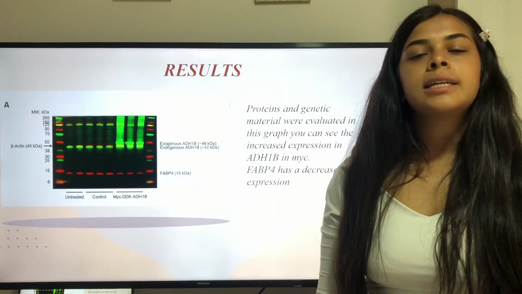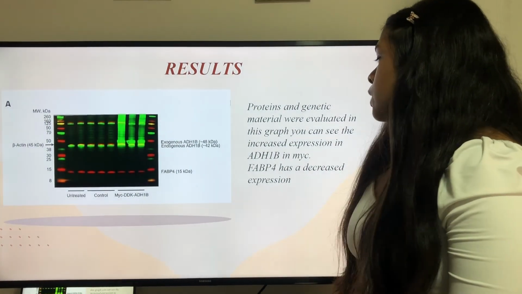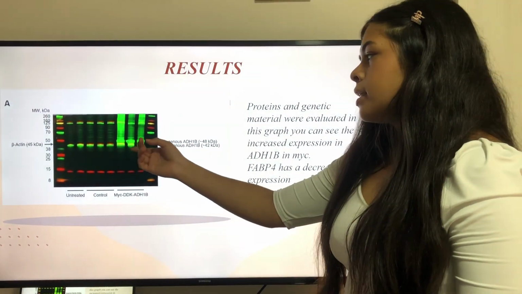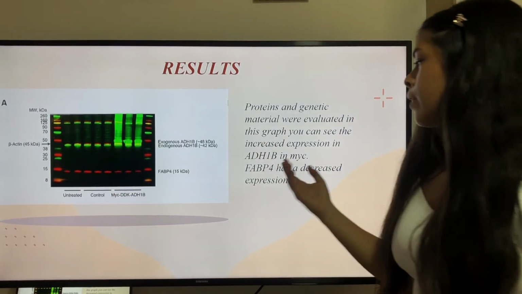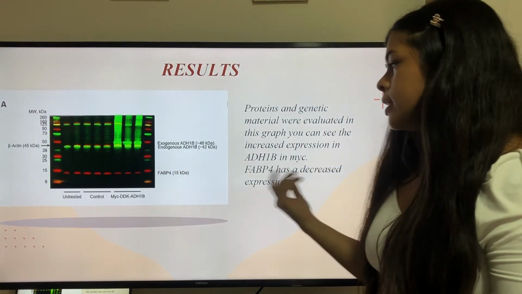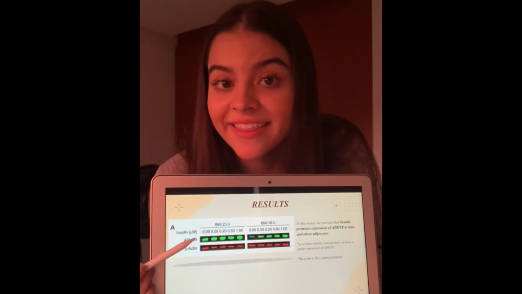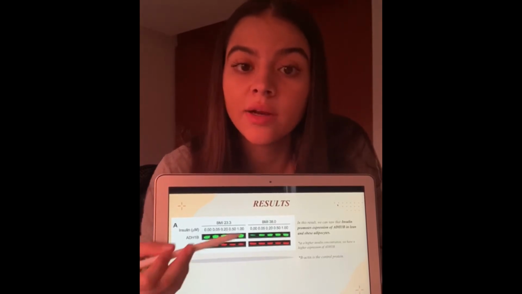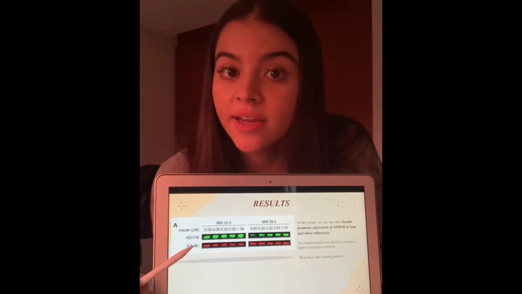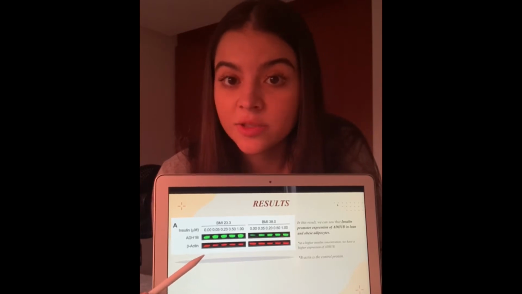Protein and genetic material were evaluated in this graph. You can see the increased expression of ADH1B in the MYC, and the FABP4 has a decreased expression. So in this result, we can see that insulin promotes expression of ADH1B in lean and obese adipocytes. At a higher insulin concentration, we have a higher expression of ADH1B.